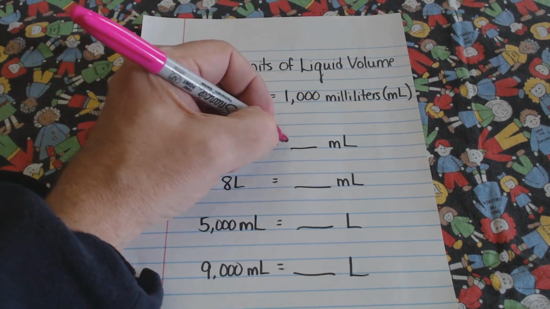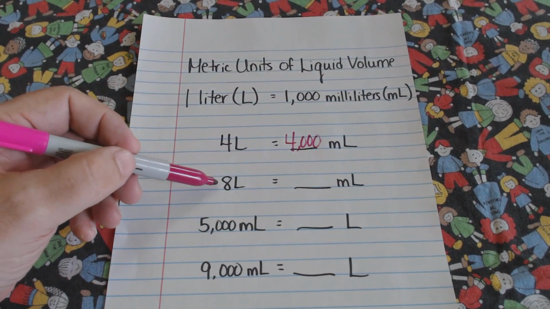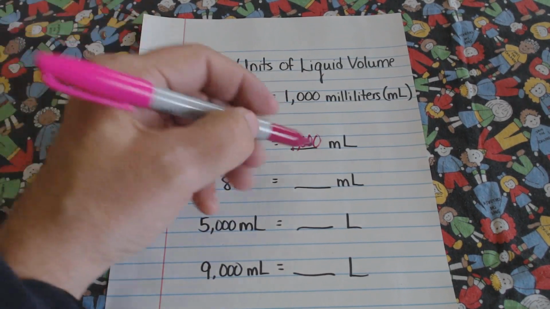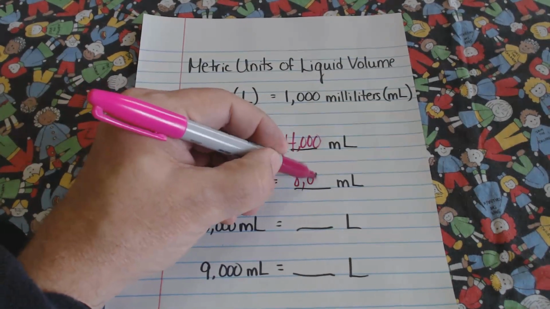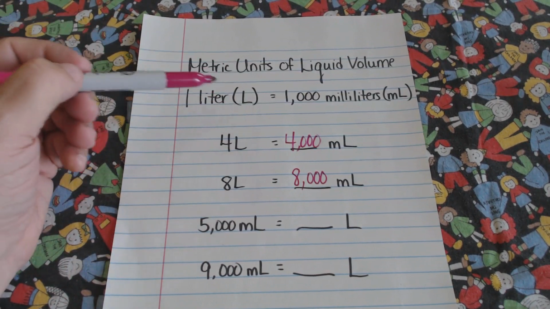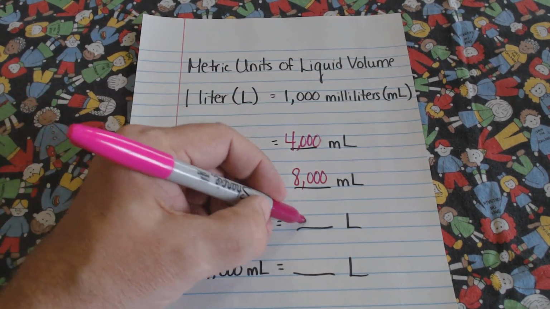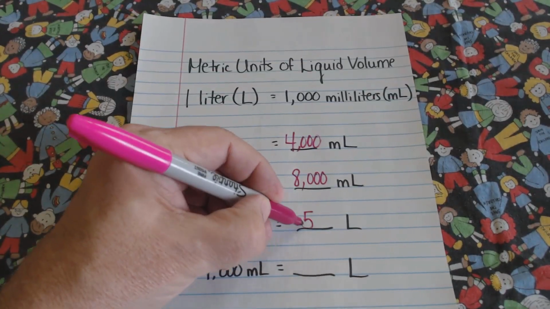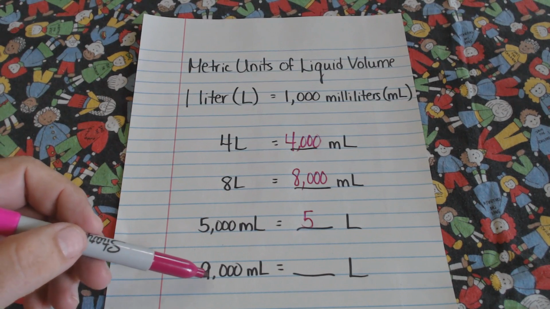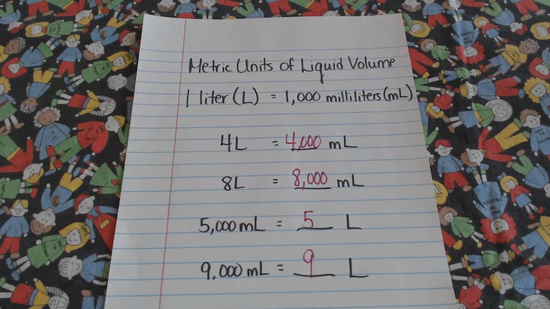That would be 4 times 1,000, 4,000. If I had 8 liters, again, 1,000 for each one. If I had 8 of them, that would be 8,000. If I had 5,000 milliliters, how many liters could I fill up? Well, 1,000 for each one. I could do that 5 times. So that would be equal to 5 liters. And likewise, 9,000 milliliters would net 9 liters.